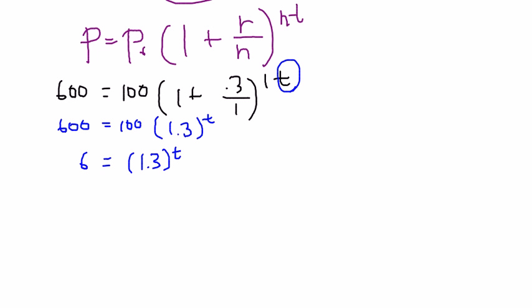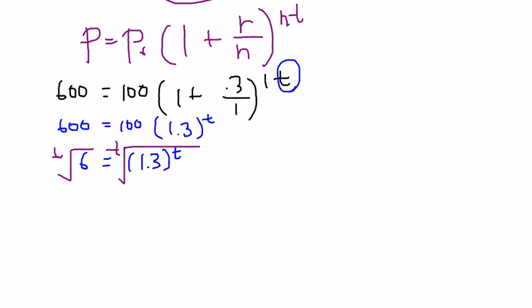Okay. But hey, how do we solve for an exponent? I guess I can just plug in numbers, but that would take forever, right? I need to solve for the exponent. So does that mean we can divide by 1.3? Well, let's see what happens when we divide by 1.3. That doesn't make sense because it's not like we're multiplying t by 1.3. So that doesn't work.